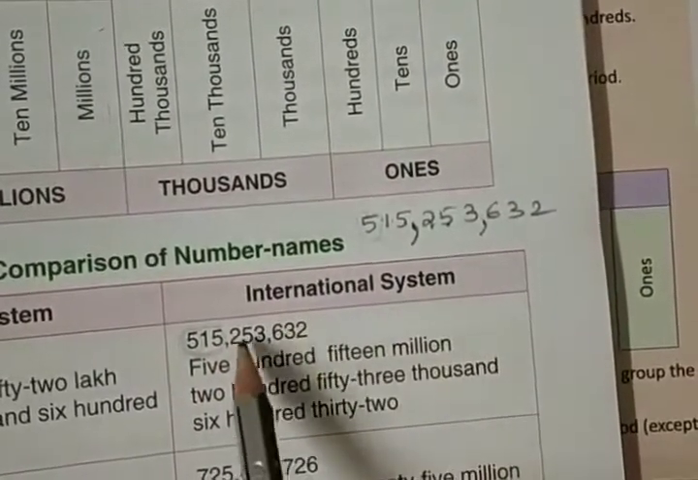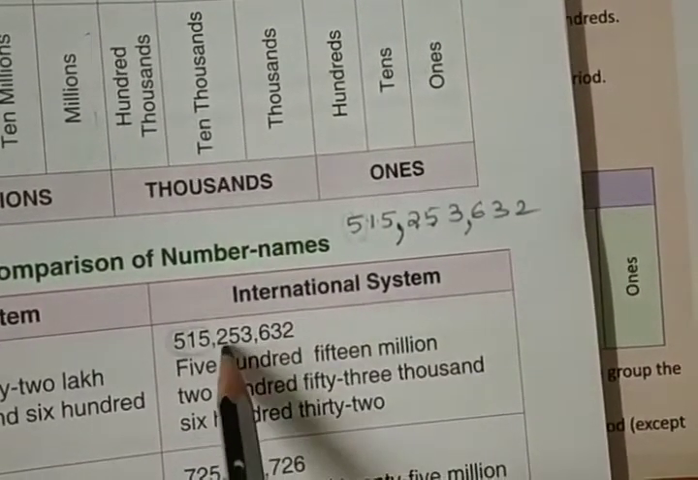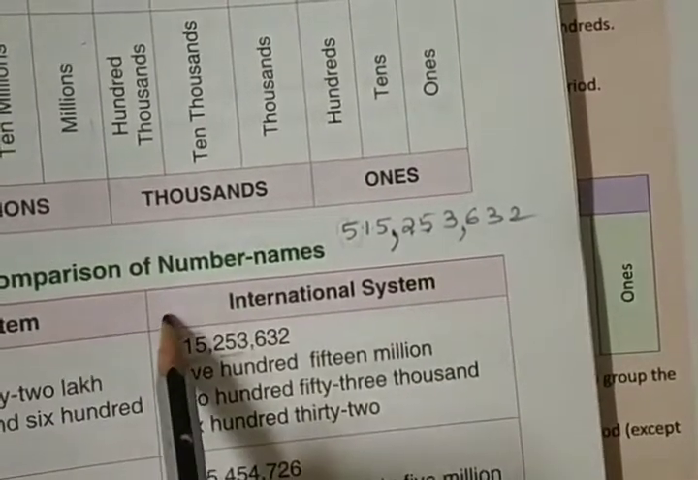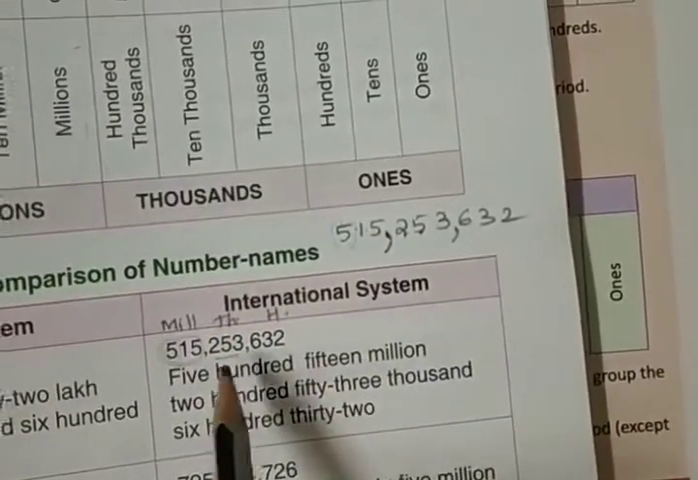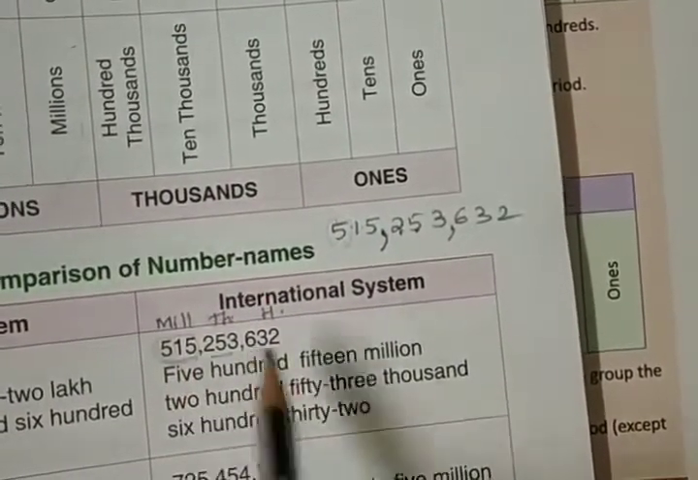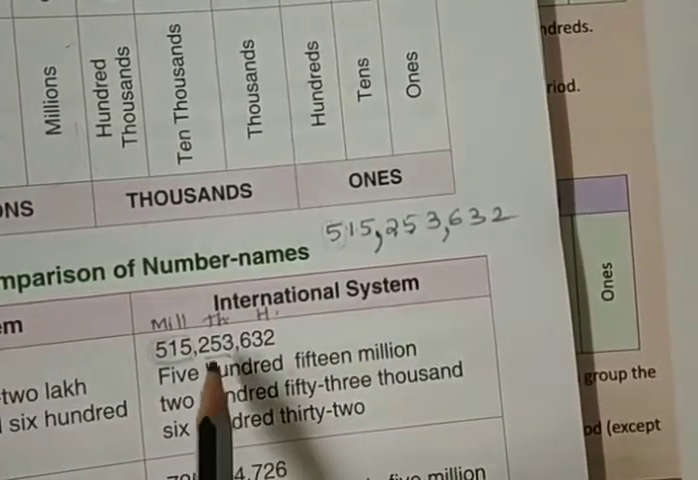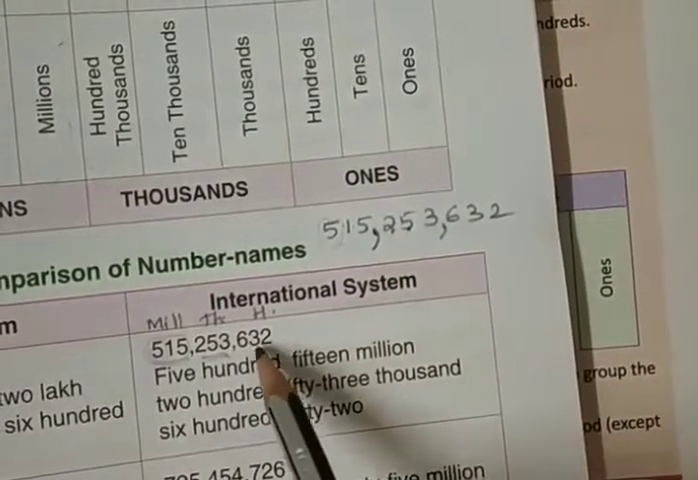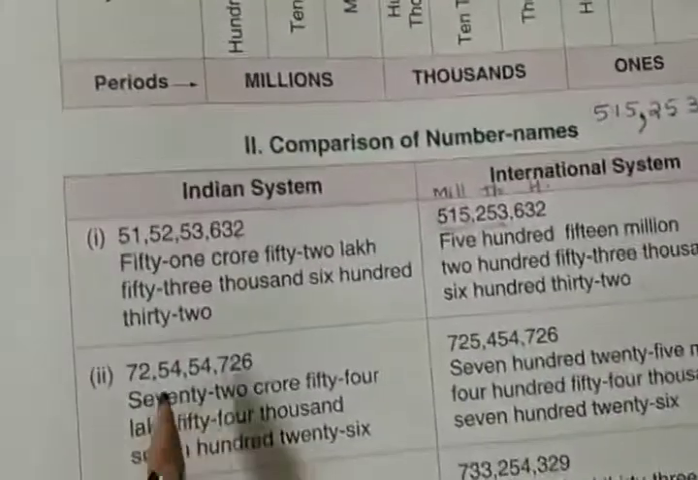Then this is in the 100,000s, so 253 thousand. This is in the million section, this is in the thousands and this is in the hundreds. So 515 million, 253,632.